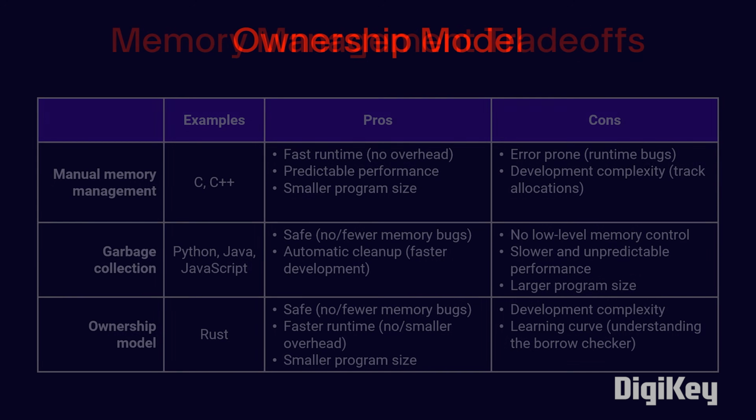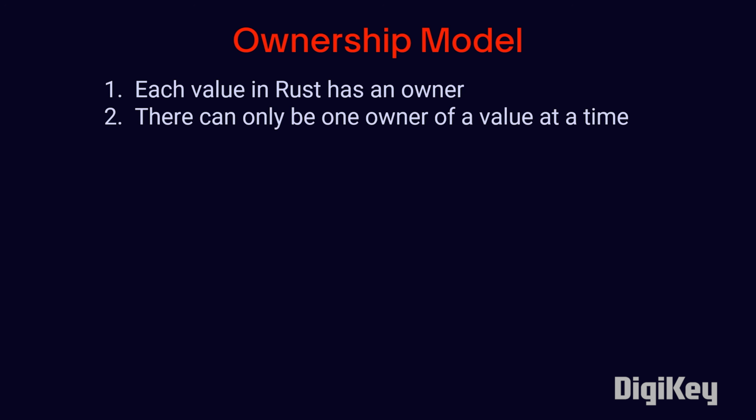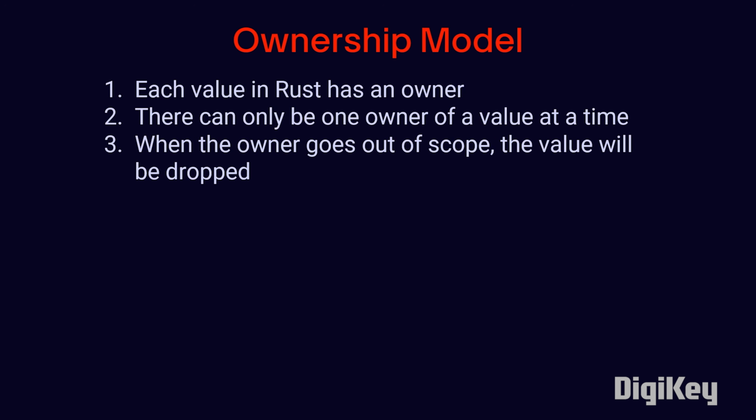So what is this ownership model? Rust has three basic rules when it comes to ownership. The first is that each value in Rust has a variable that acts as the owner of that value. The second is that there can only be one owner of a value at a time. And the third is when the owner goes out of scope, the value will be dropped.